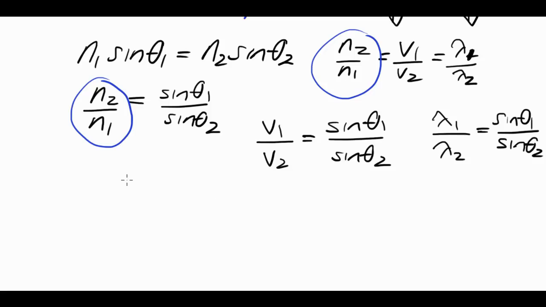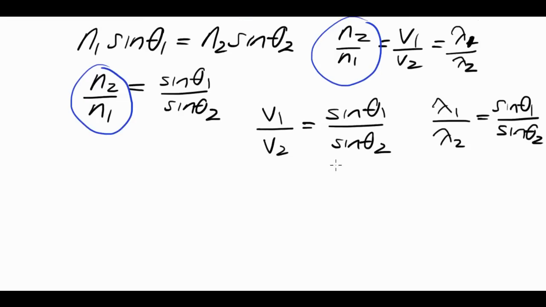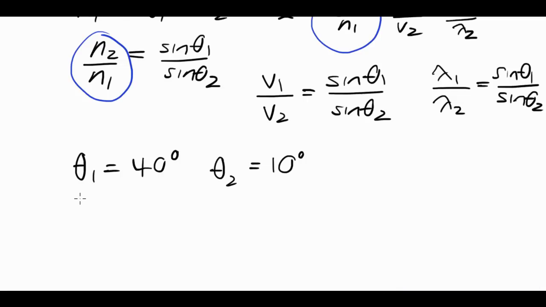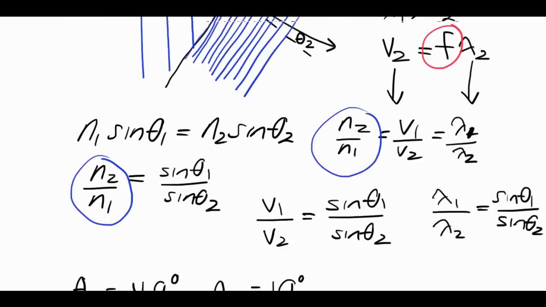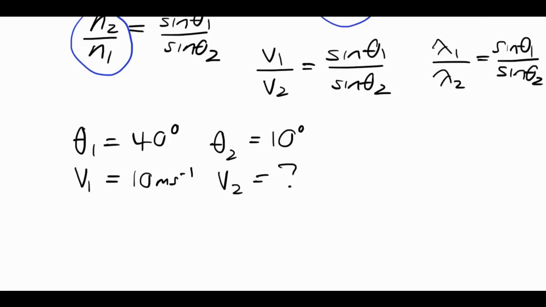A quick example of that, let's imagine that in the example I drew up here, the angle of incidence was given to you as being equal to, let's say, 40 degrees. Let's say the angle of refraction is equal to 10 degrees. The velocity in the shallow region, I'll make equal to 10 meters per second, and you're asked to work out what the velocity is in the deep region.